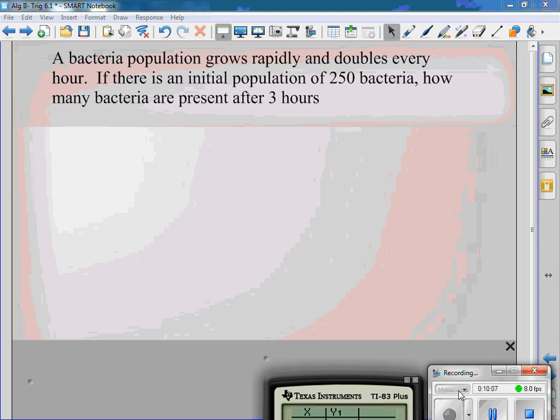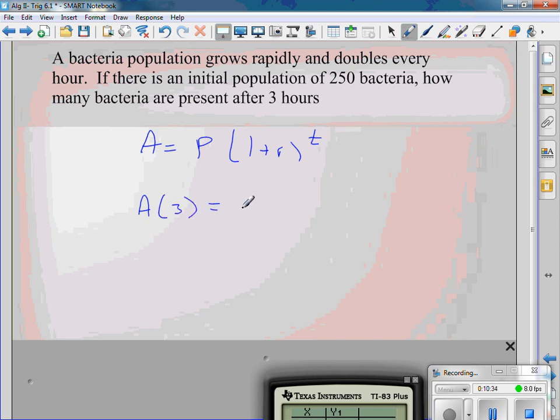A bacteria population grows rapidly and doubles every hour. If there's an initial population of 250 bacteria, how many bacteria are present after 3 hours? So this is going to be the growth. A equals P times 1 plus R to the T. We're trying to find out what A of 3 is. What's the original amount of bacteria? 250. 1 plus something to the third. All right.